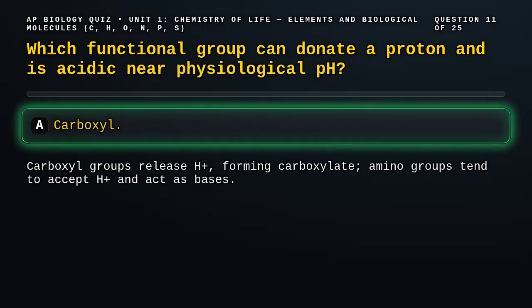Correct answer, A. Carboxyl groups can release H+ to form carboxylate, acting as weak acids. Amino groups generally act as bases by accepting H+.